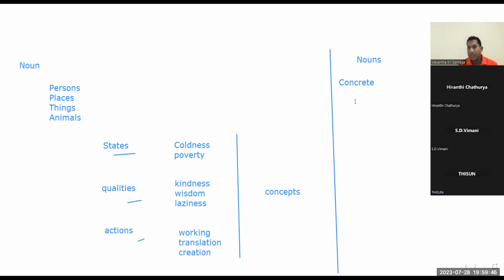Names of person. You can see the particular person, right? Places. You can see the place. You can touch the place. You can be in the particular place. Things, of course, you can see and touch. Animals, of course, you can see and touch. So these four: persons, places, things, and animals are concrete nouns. State, qualities, and actions are abstract nouns. We call these abstract nouns.